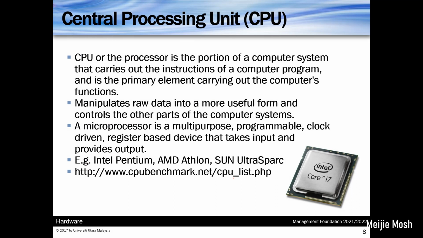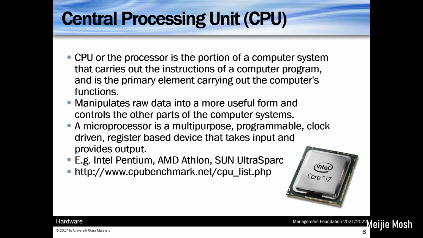CPU or processor is a piece of hardware which is part of a computer system that is contained on a single chip called a microprocessor. A microprocessor is a multi-purpose, programmable, clock-driven, register-based device that takes input and provides output. Clock speed is the number of times the CPU can fetch and process data and instructions in a second.